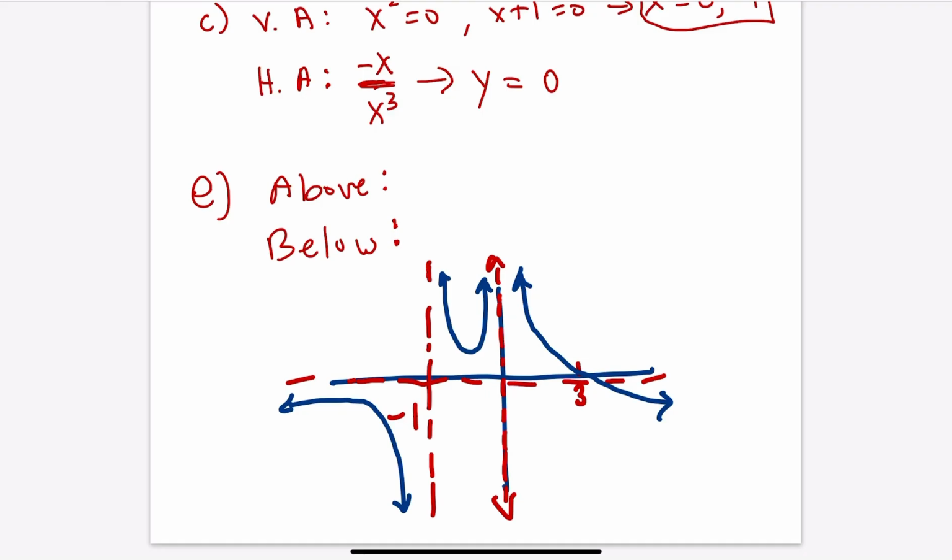Just to recap one more time, although we have a horizontal asymptote, your graph could technically cross through it, and only through the x-intercept if you have one, okay?